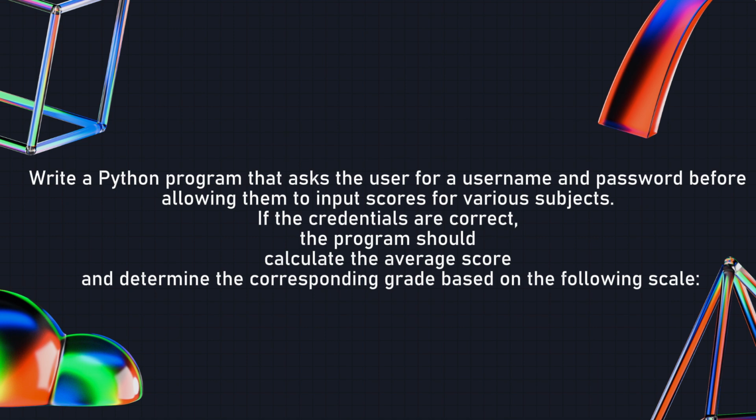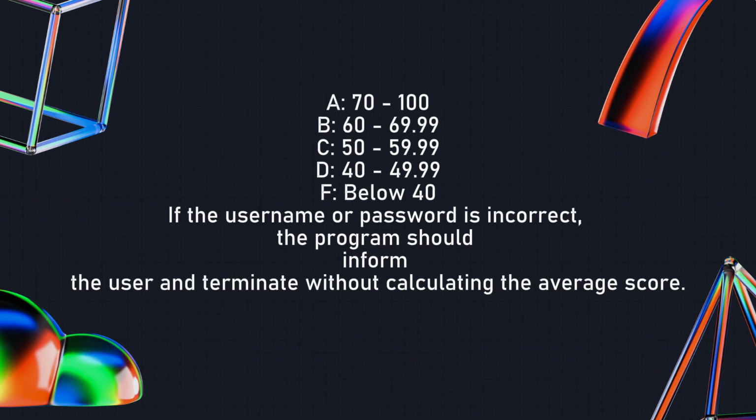So this is kind of an exam in which users are going to enter their scores for different subjects. Grade A is 70 to 100, so grade A should start from 70 to 100, then grade B 60 to 69.99, then grade C 50 to 59.99, then grade D 40 to 49.99, then grade F, that means failed, below 40, so we should just write below 40 for that one. And one more condition: if the username or password is incorrect, the program should inform the user and terminate without calculating the average score.